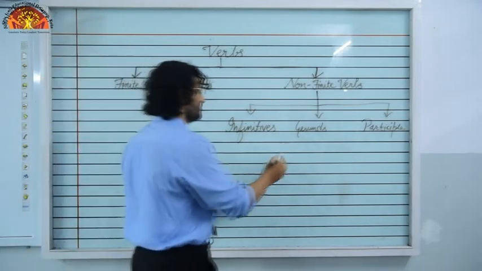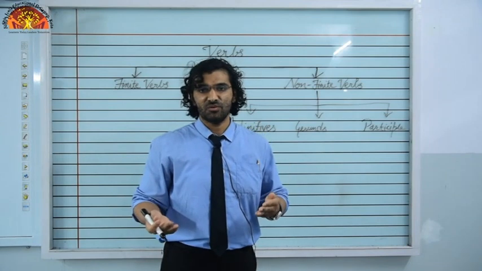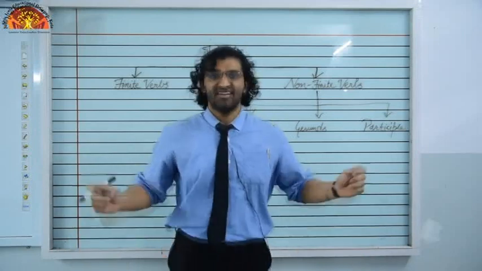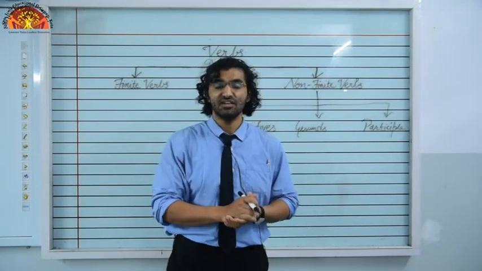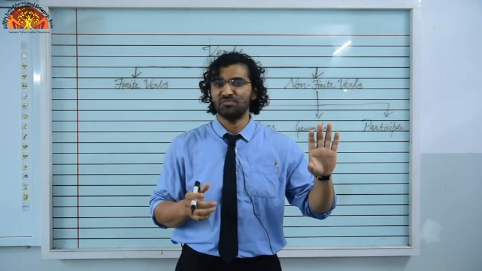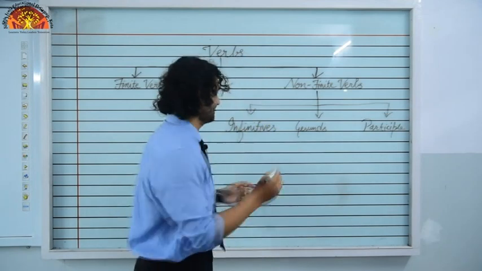Now we will talk about gerunds. What are gerunds? ing forms of verb used as a noun. For example, skipping is a beneficial exercise. Painting is a good hobby. So when ing forms of verbs are used as a noun, they are known as gerunds.